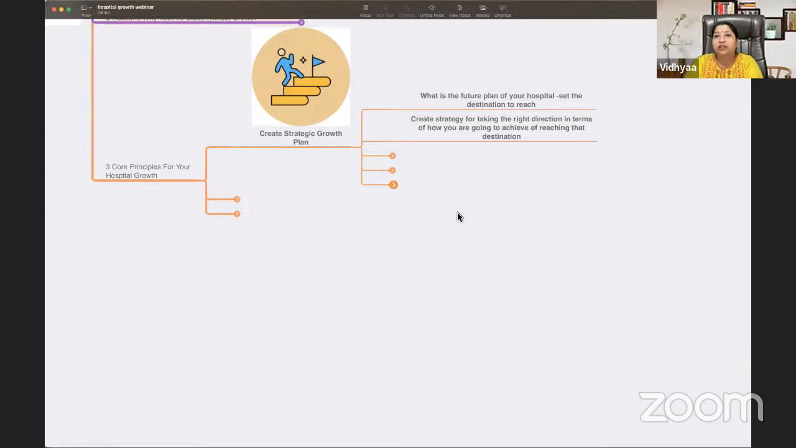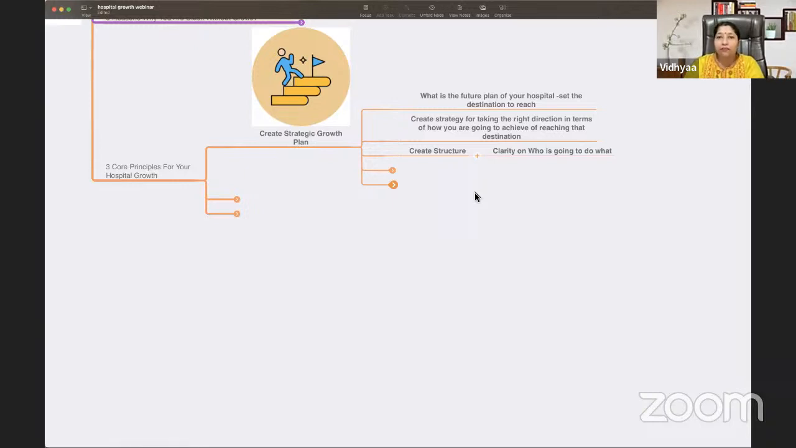So to reach that destination, what is the direction your hospital has to take? You have to decide on that in terms of how you are going to reach that destination. That is how you create that strategic plan, by setting the vision first. And then you have to create structure. Structure is who is going to do what activities. So that is the clarity you're giving.